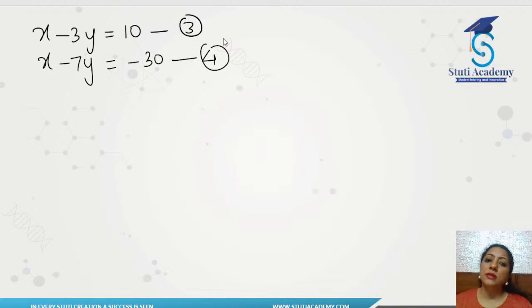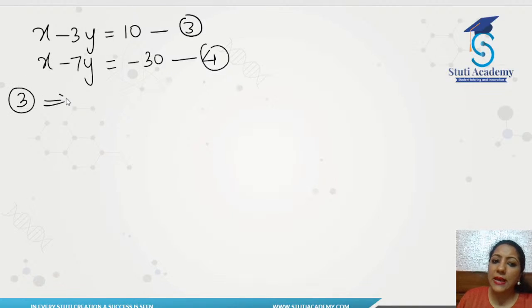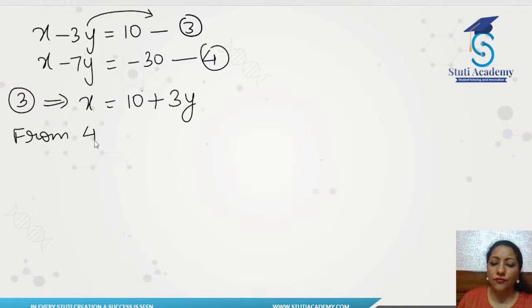Now we'll be solving using substitution method. So we'll take the third equation and we will write X in terms of Y. So 3Y we are going to take on the right hand side. We will get X equal to 10 plus 3Y. Now this value of X, we are going to put in the fourth equation. So we'll write from equation 4, we'll replace this X by 10 plus 3Y.